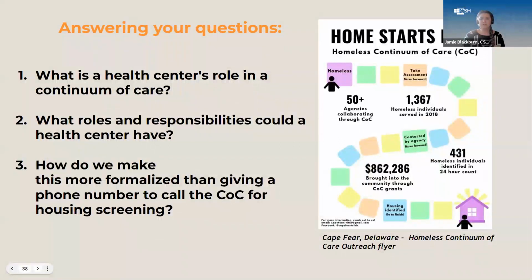Being able to partner with housing providers, perhaps, that are serving individuals that are managing chronic conditions such as HIV or Hep C, there's just so much value that health centers bring to the table in these spaces. So another question is, how do we make this more formalized rather than just referring someone out with a phone number to the agency that handles assessments and intakes for the COC?